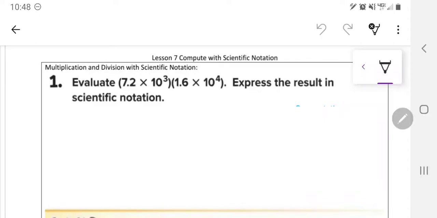Alright guys, so I hope you're ready for this next step in this very difficult lesson. We're going to talk about computing with scientific notation. We're going to start by first multiplying two values in scientific notation.